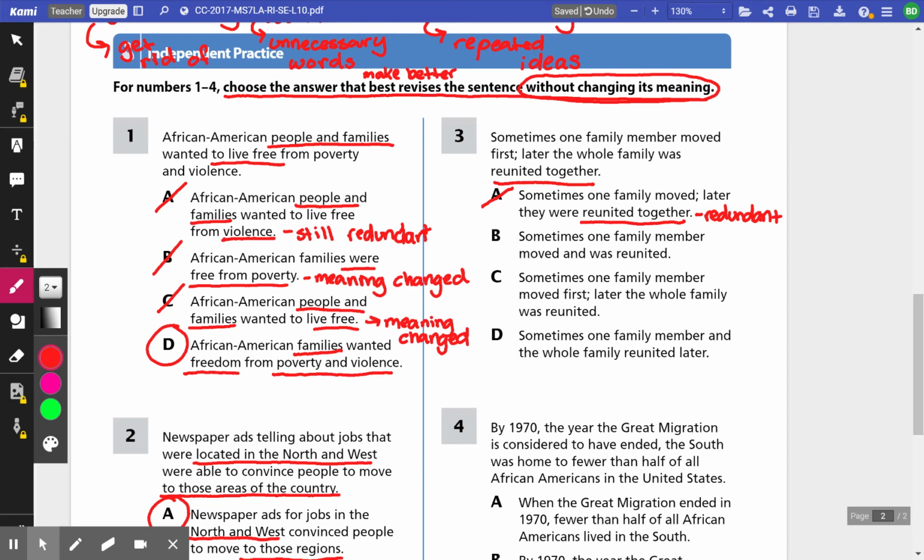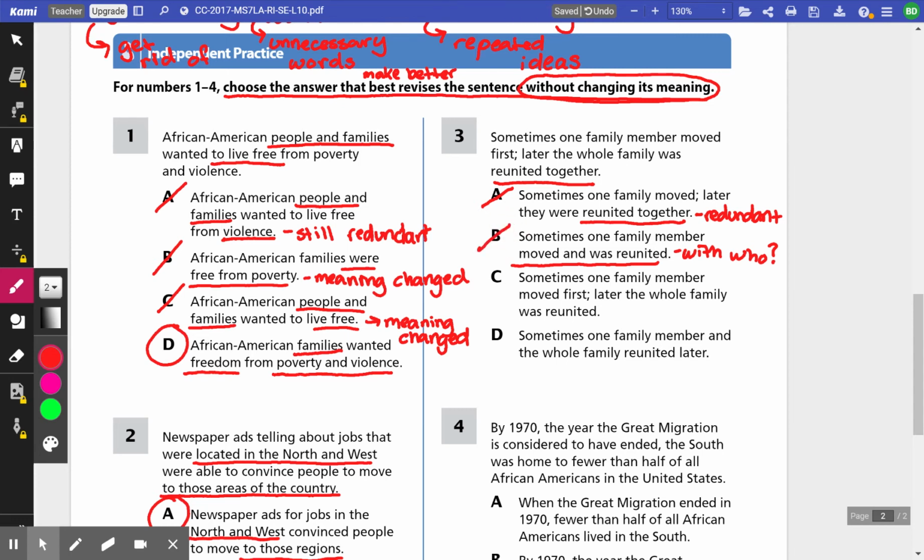Let's look at B. B says, "Sometimes one family member moved and was reunited." Well, this sentence is kind of confusing compared to our original, because we don't know who this family member is getting reunited with, right? Do they have other family members? Some relatives? We don't know who they're being reunited with. We just know that they moved and they were reunited. Or were they reunited with family? Pets? Who knows? The sentence doesn't tell us because it changes the meaning, right? So we know answer choice B is out as well.